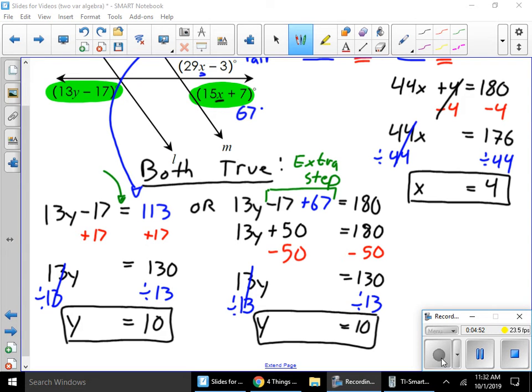But if you went through this problem using the other equation, no harm, no foul, you'll still find the same value, y equals 10. So we have our two answers here, x equals 4, y equals 10. Life is good.